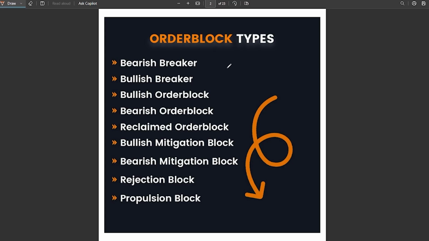So there are basically 9 types of order blocks as listed on the screen, and you can note all of these and we will discuss all of these in the video. So let's move on to our first type of order block, that is the bearish breaker.